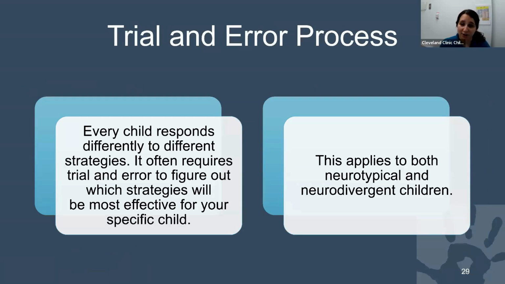And I want to mention, I should have mentioned before when I went through the slides about development, those milestones that I listed about social emotional development are geared towards neurotypical children. Neurodivergent children often might have a different pattern for development. So just keep in mind that the milestones I presented earlier on social emotional development are geared towards a neurotypical child's development.